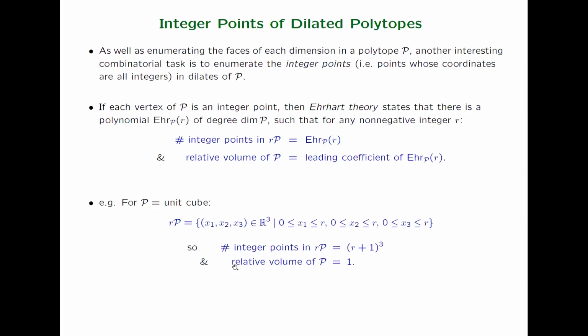As well as enumerating the faces of each dimension, another interesting combinatorial task is to enumerate the integer points, that is, the points whose coordinates are all integers in dilates of P. If each vertex is an integer point, then there's a whole theory known as Ehrhart theory, which states that there's a polynomial of degree the dimension of P, such that for any non-negative integer R, the number of integer points in the R dilate of P is given by this polynomial, known as the Ehrhart polynomial.